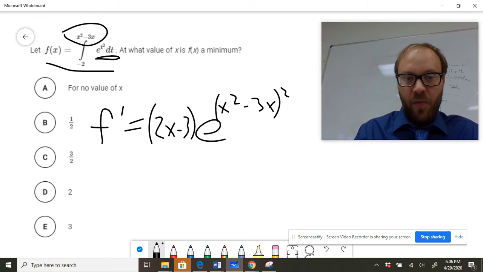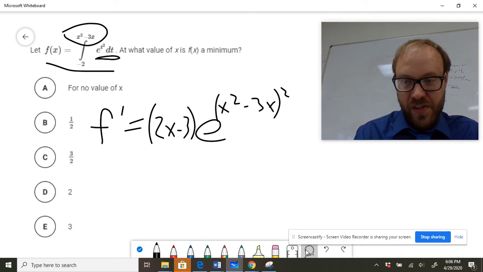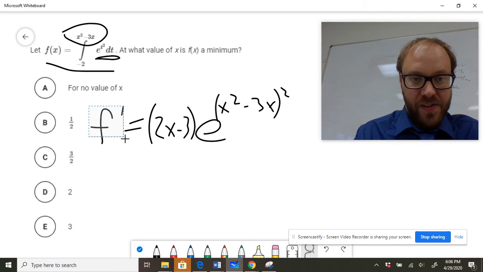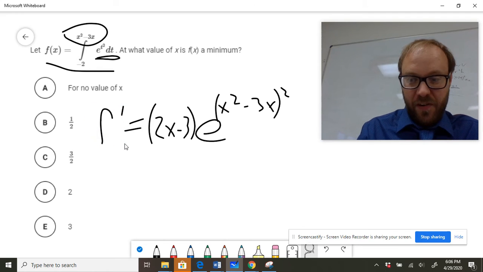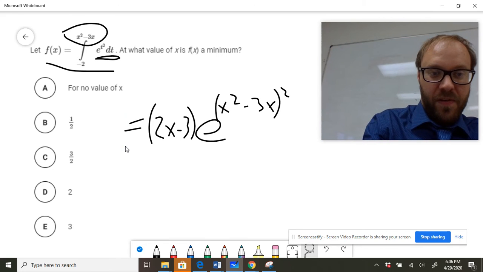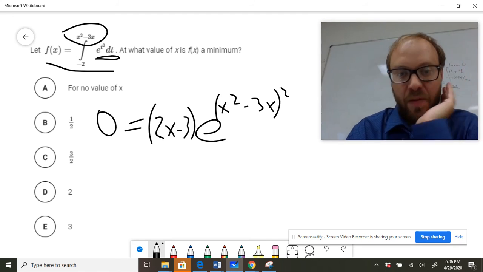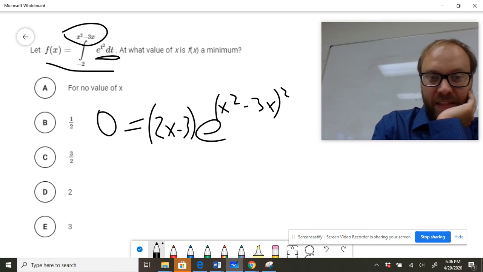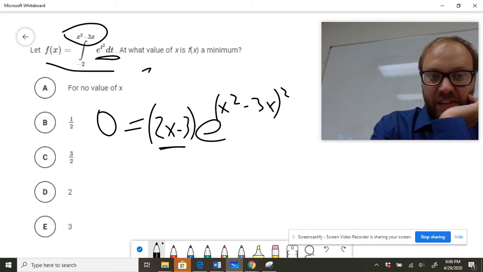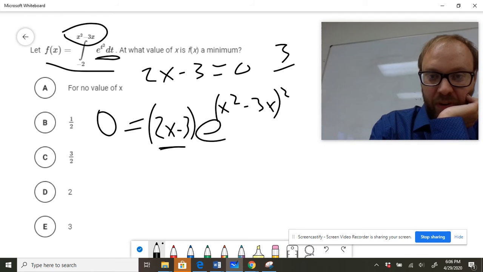But remember, we're trying to figure out where the derivative is equal to 0. Well, okay, so I'm going to substitute in here, and let's see what we can do. So I want to figure out when this is 0. Well, think about it. You can't take e to a power to get 0. And plus, that whole exponent's being squared, so you're not even going to have a negative exponent there, even though that wouldn't make it negative anyway. The only thing that can make this equal to 0 is if the 2x minus 3 is equal to 0. So you can set the 2x minus 3 equal to 0, and you're going to end up with 3 halves.